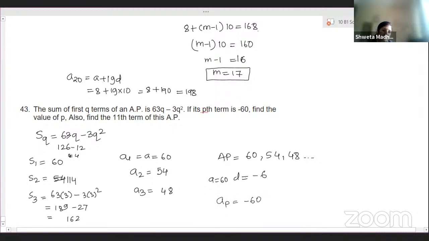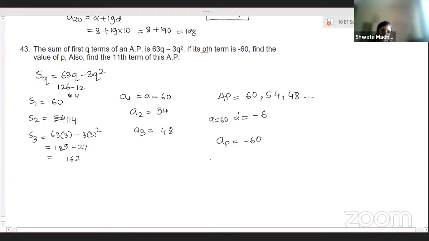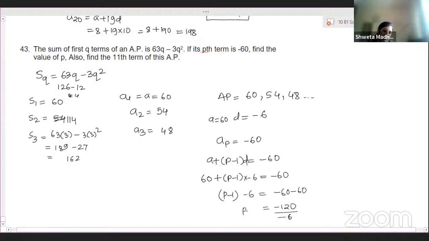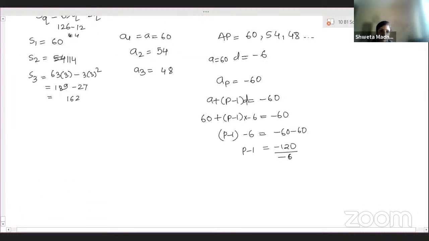A_p is equal to minus 60. So A plus (p minus 1) D equal to minus 60. What is the A value? 60 plus (p minus 1) into minus 6 is equal to minus 60. So this 60 will go that side. (p minus 1) into minus 6 is equal to minus 60 minus 60. This is minus 120 divided by minus 6 is equal to p minus 1. 20. p minus 1 equal to 20. So p is equal to 21.